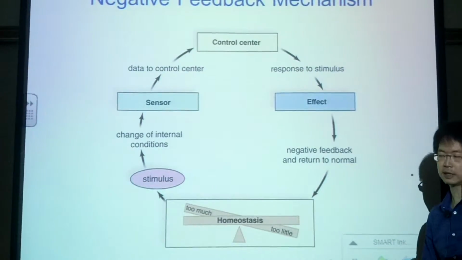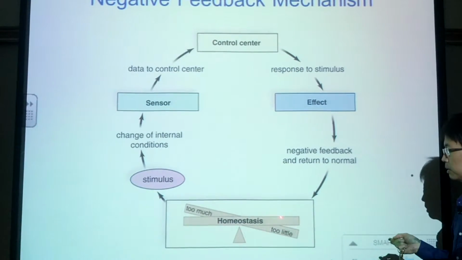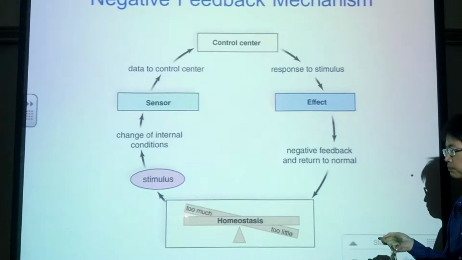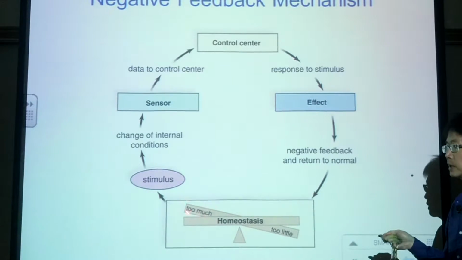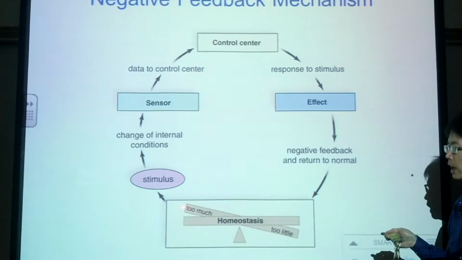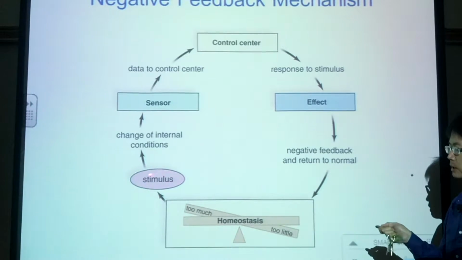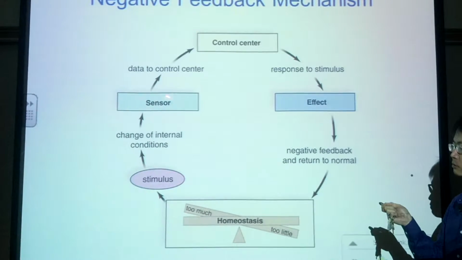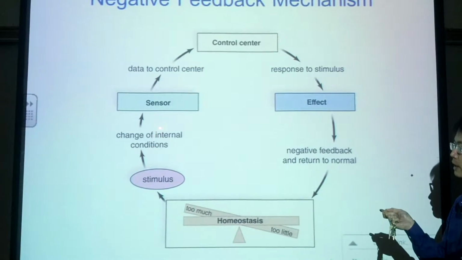So this is the scheme that we saw at the beginning of the semester. At first, your body is in homeostasis, then you may have too high a blood glucose level. Why? After you finish eating a meal, your blood glucose level becomes too high. Then what will happen? The stimulus, the high blood glucose level, will trigger your pancreas. Your pancreas is the sensor that can sense that you have too high a blood glucose level.